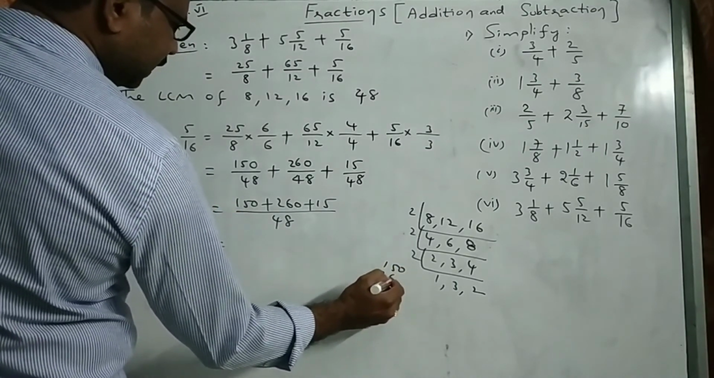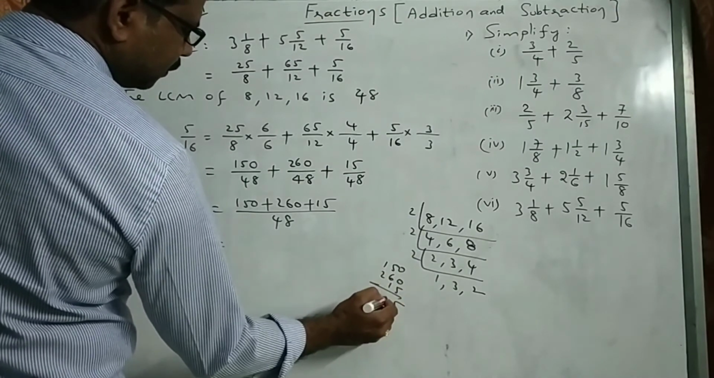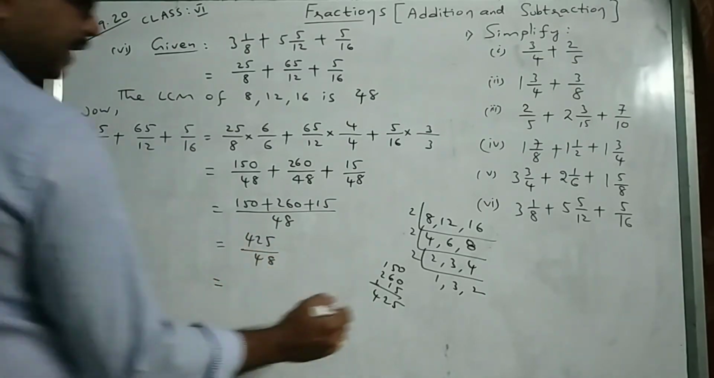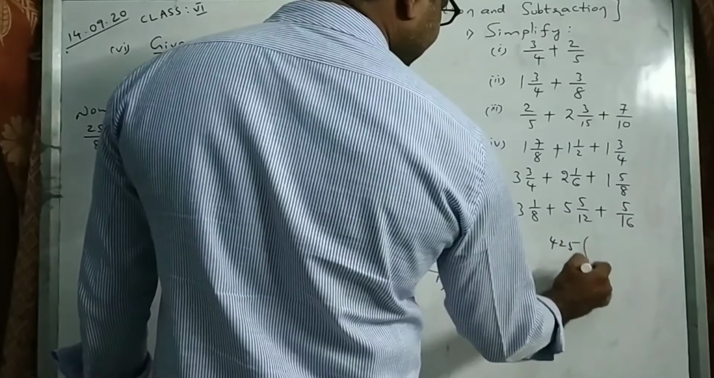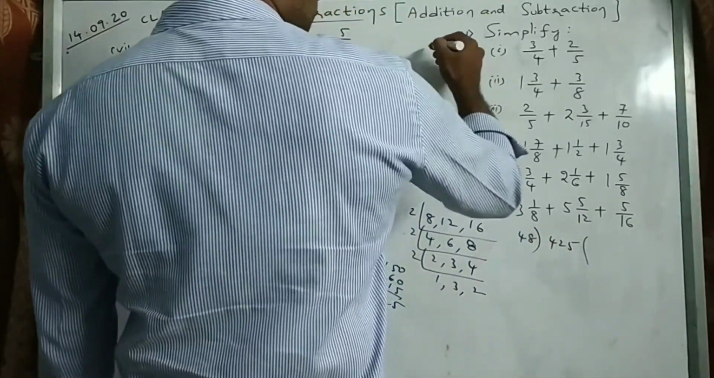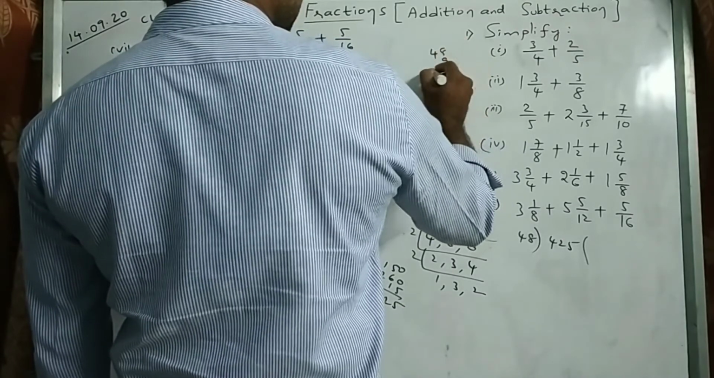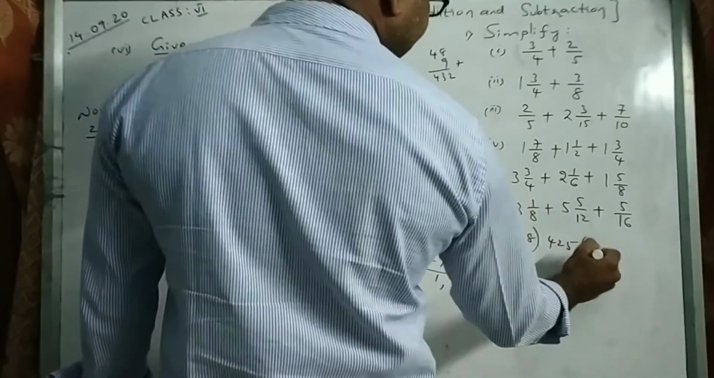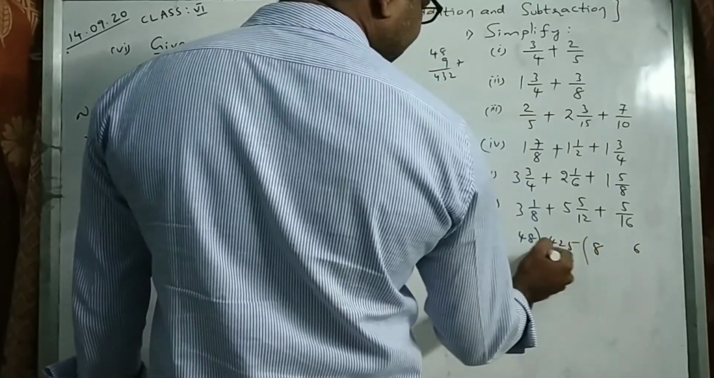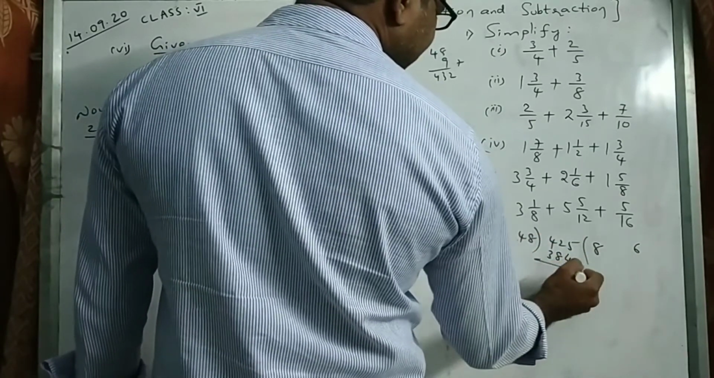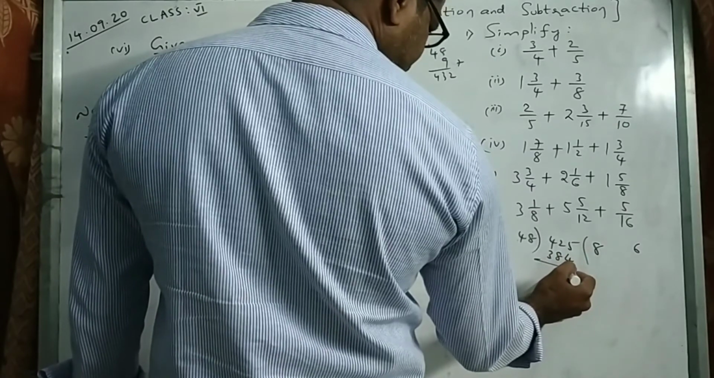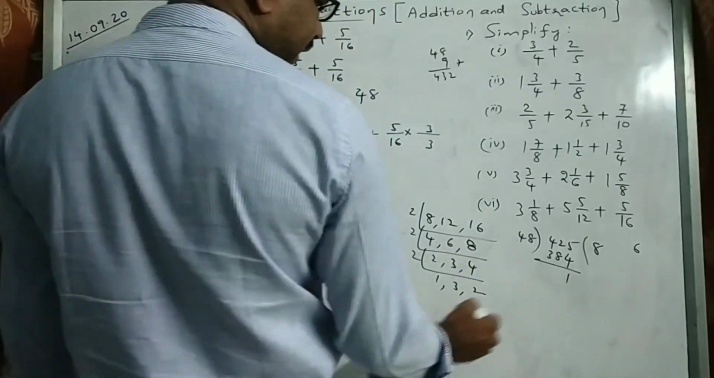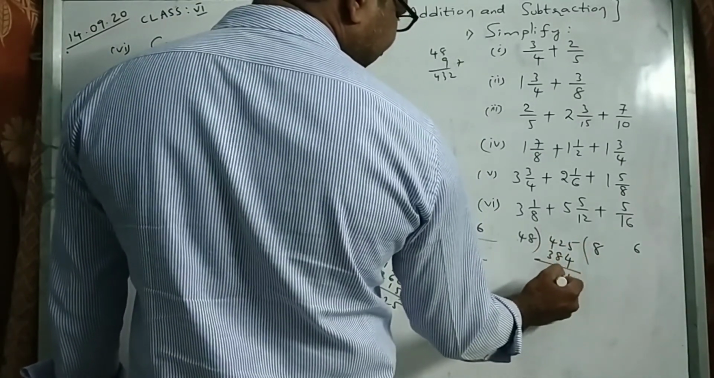150, 260, 50, 425 upon 48. Divide 425 upon 48. 48 9s are 432, more. 8 times it goes. 8 8s are 64. 8 4s are 32 plus 6, 38. 15 minus 4. 5 minus 4, 1. Okay. Sorry, here 12 minus 8, 4.